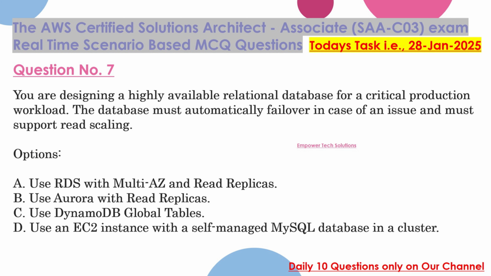Question 7. You are designing a highly available relational database for a critical production workload. The database must automatically failover in case of an issue and must support read scaling. Options: A. Use RDS with multi-AZ and read replicas. B. Use Aurora with read replicas. C. Use DynamoDB global tables. D. Use an EC2 instance with a self-managed MySQL database in a cluster.